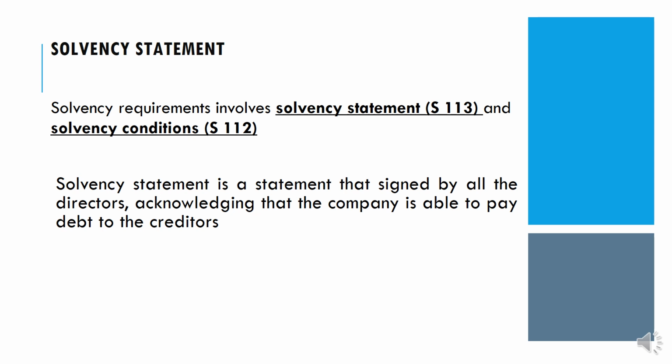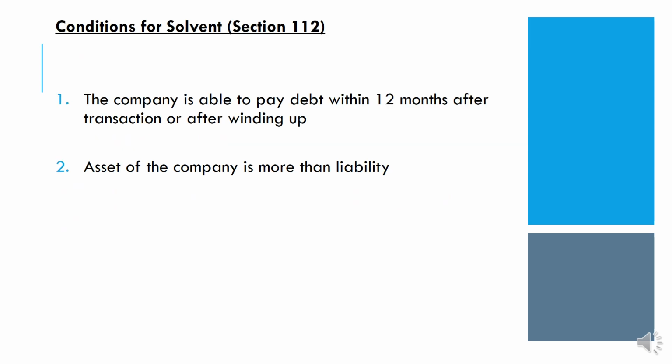It's a statement signed by all the directors, acknowledging that the company is able to pay debts to the creditors. Is that all? No. What kind of debts? Now we'll see the conditions for solvency under section 112. It doesn't mention what kind of debt, but it states the duration. The company is able to pay debts within 12 months after the transaction or after winding up. So in the solvency statement, all directors must acknowledge that the company will be able to pay its debts within 12 months after the transaction or winding up.